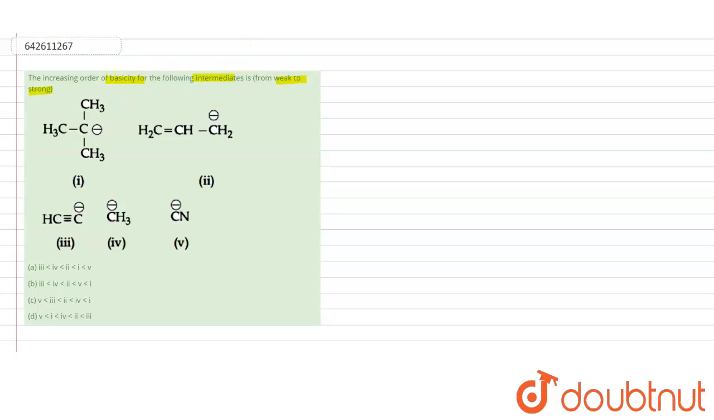So what do we mean by a base? A base is a species which donates its lone pair. That means I can say this is a base, or you can say a Lewis base. The definition of a Lewis base is that which donates a lone pair of electrons. And what do we mean by a good base? A good base donates the lone pair of electrons very easily.